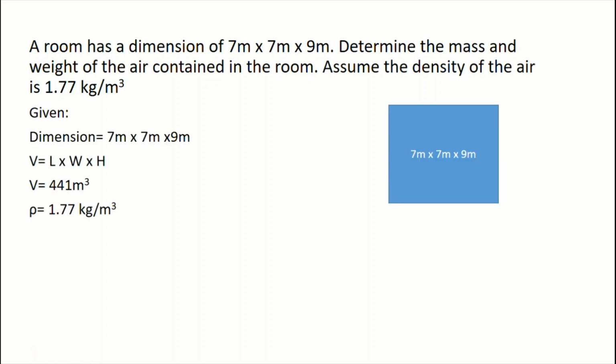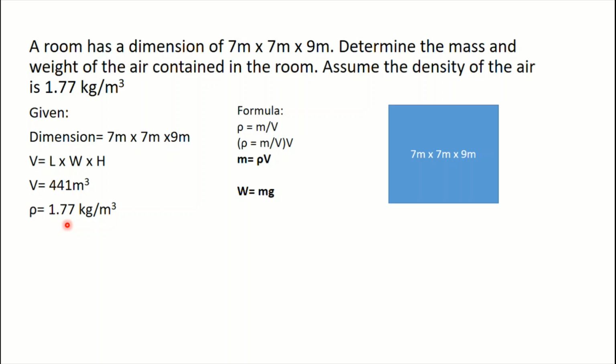So, we have the given dimensions, 7 meter by 7 meter by 9 meter. And to find the volume, we're going to use the formula length times width times height. So, 7 meter times 7 meter by 9 meter is equal to 441 cubic meter. And here the given density is equal to 1.77 kilogram per cubic meter.